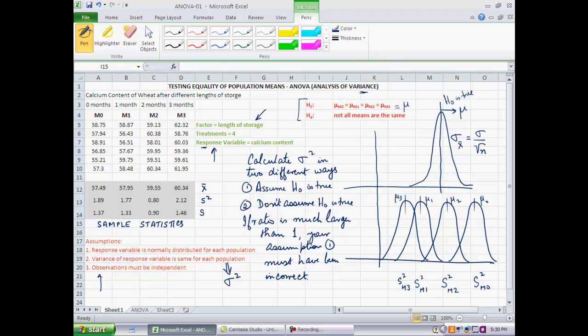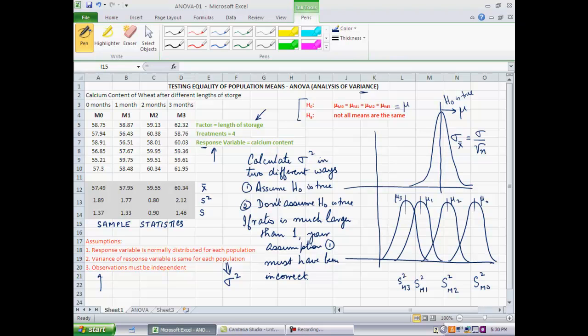Second, and this is probably the most important one, the variance of the response variable must be the same for each population. So for 0 months, 1 month, 2 months, and 3 months, if you think of those 4 different populations, the variance of the calcium content must be the same for those 4 different populations. This helps us answer the question, why are we looking at variance when we're testing for the equality of means of 4 different populations?